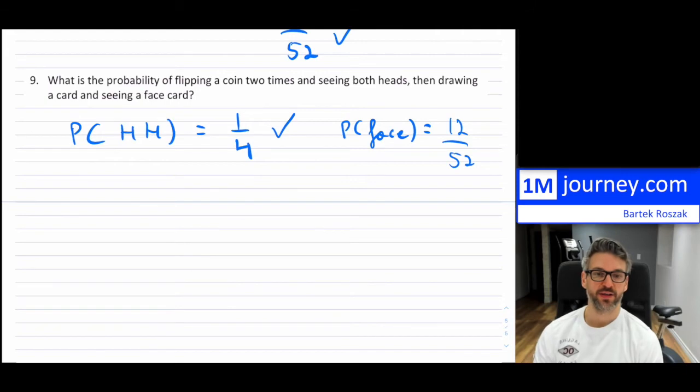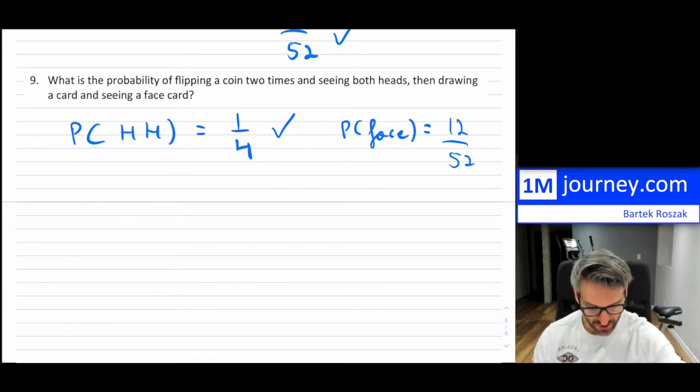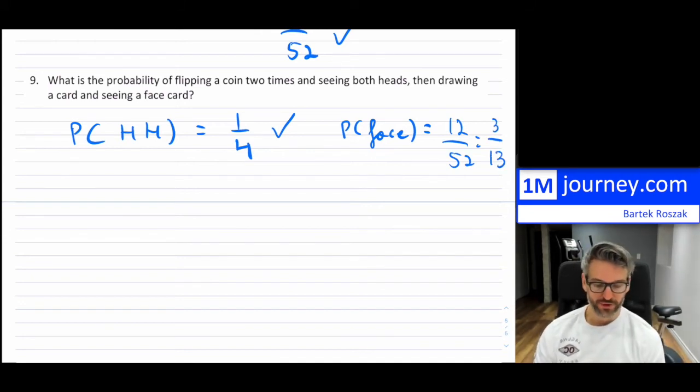So now let's actually reduce this. All right. So now 12 and 52, so it's divisible by 3. Actually it's not divisible by 3, it's divisible by 4. This is going to be 3, okay, over 13.